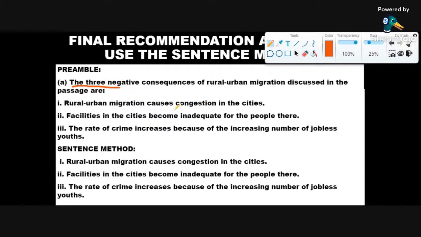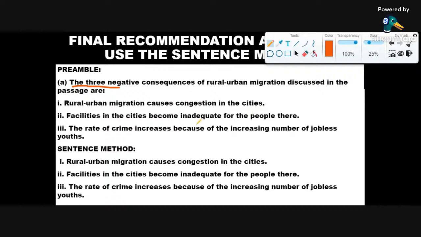Rural-urban migration causes congestion in the cities, full stop. Then you begin with the second sentence. Facilities in the cities become inadequate for the people there, full stop. And then you follow with the third sentence. The rate of crime increases because of the increasing number of jobless youths, full stop. Those are three sentences, okay?